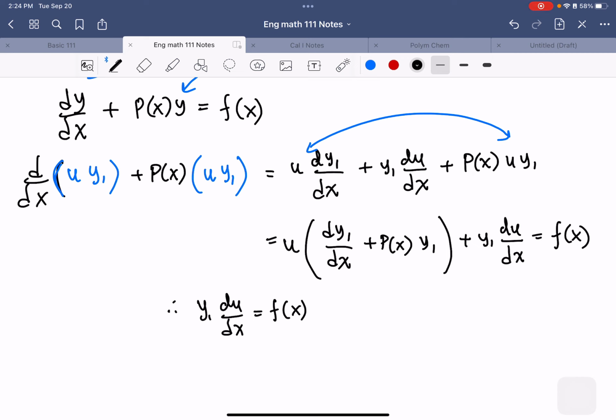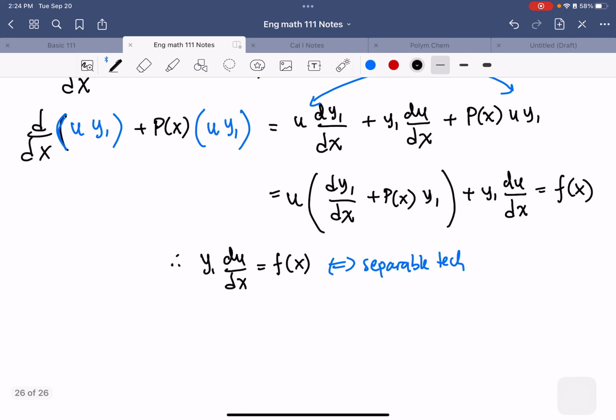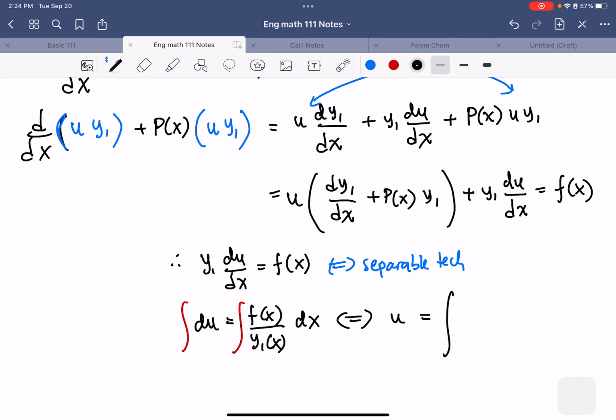And again, we separate with separable techniques. So we get du is f of x over y1, let's say f of x, and then dx. And then integrate. This will be u is equal to the integration of f of x over y1.